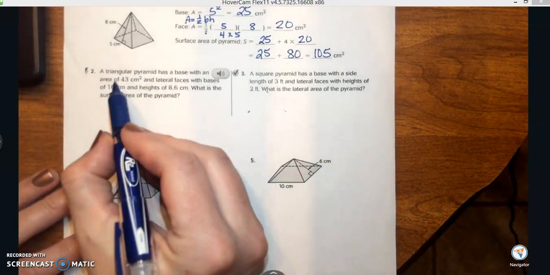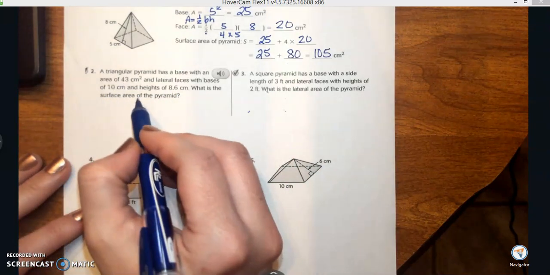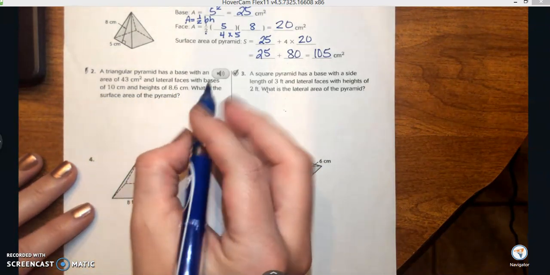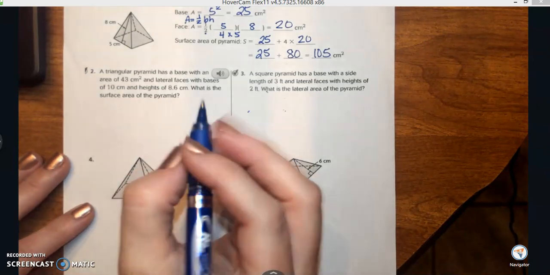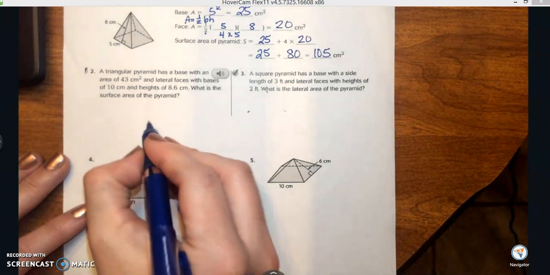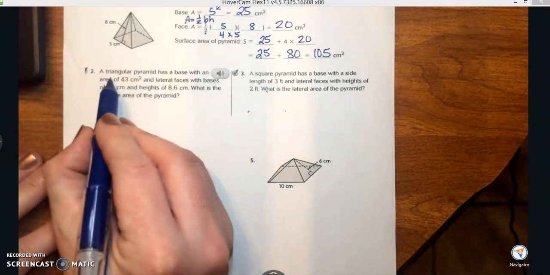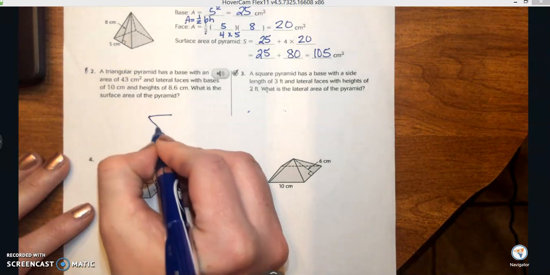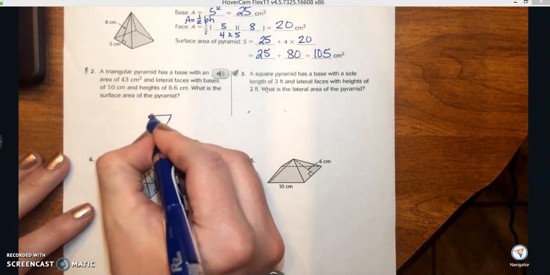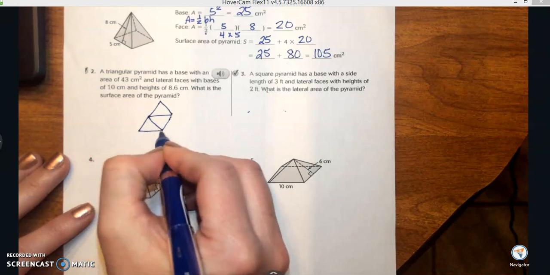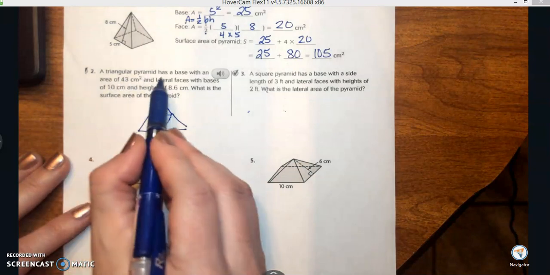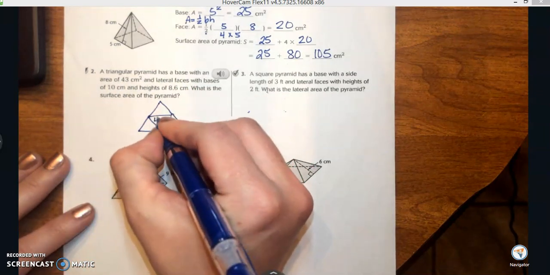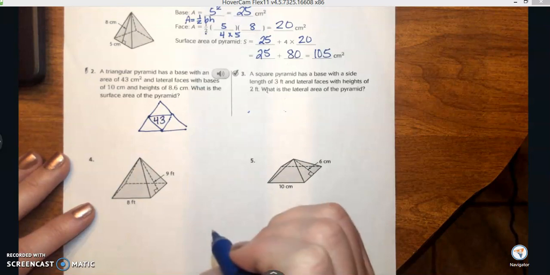Alright, number 2. A triangular pyramid has a base with an area of 43 centimeters squared and lateral faces with bases of 10 centimeters and heights of 8.6 centimeters. What is the surface area? So I'm going to go ahead and draw a net for this. Since this is a triangular pyramid, I'm going to start with my triangle in the middle, and draw triangles off each side. Now, my base is in the middle, and it told me that the base has an area of 43. So I've already got my area for that.